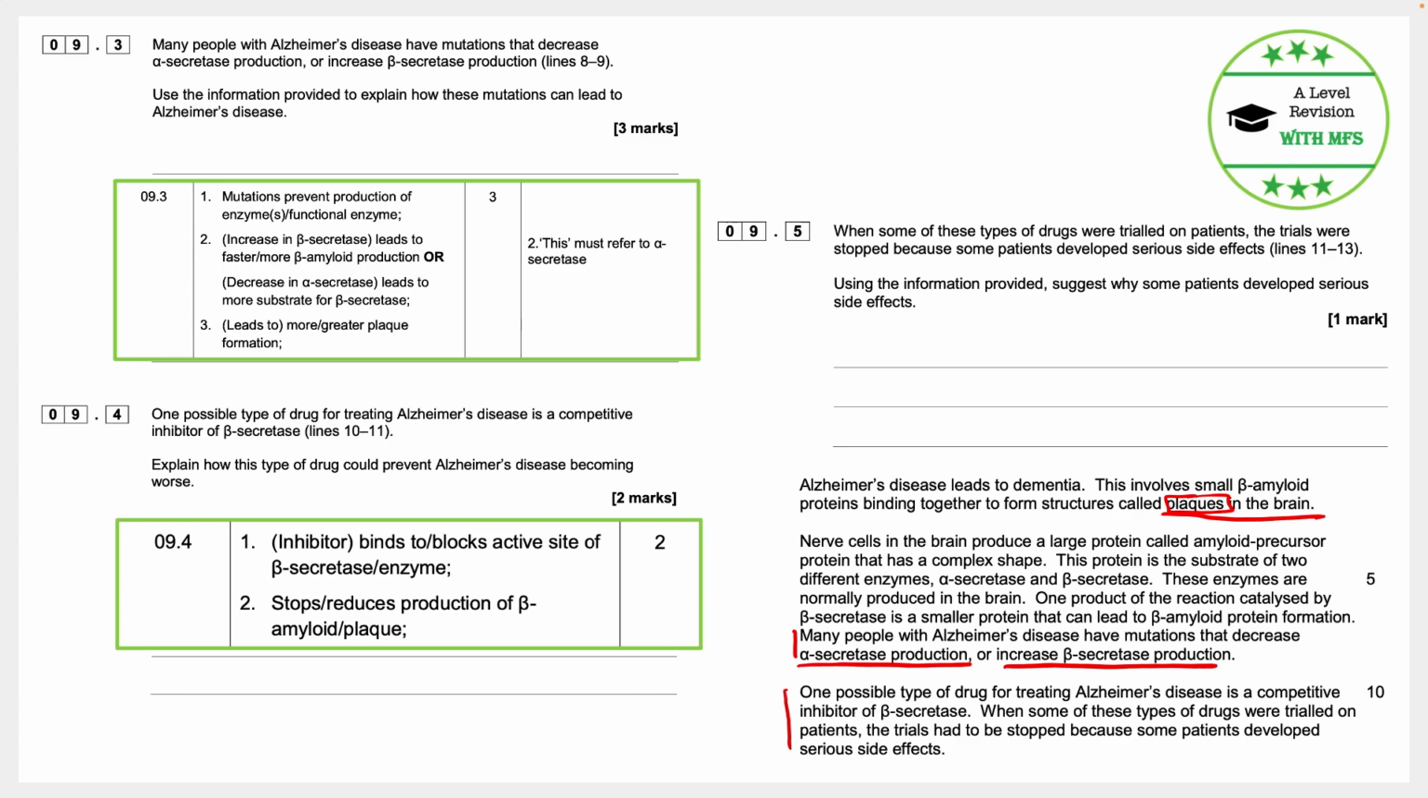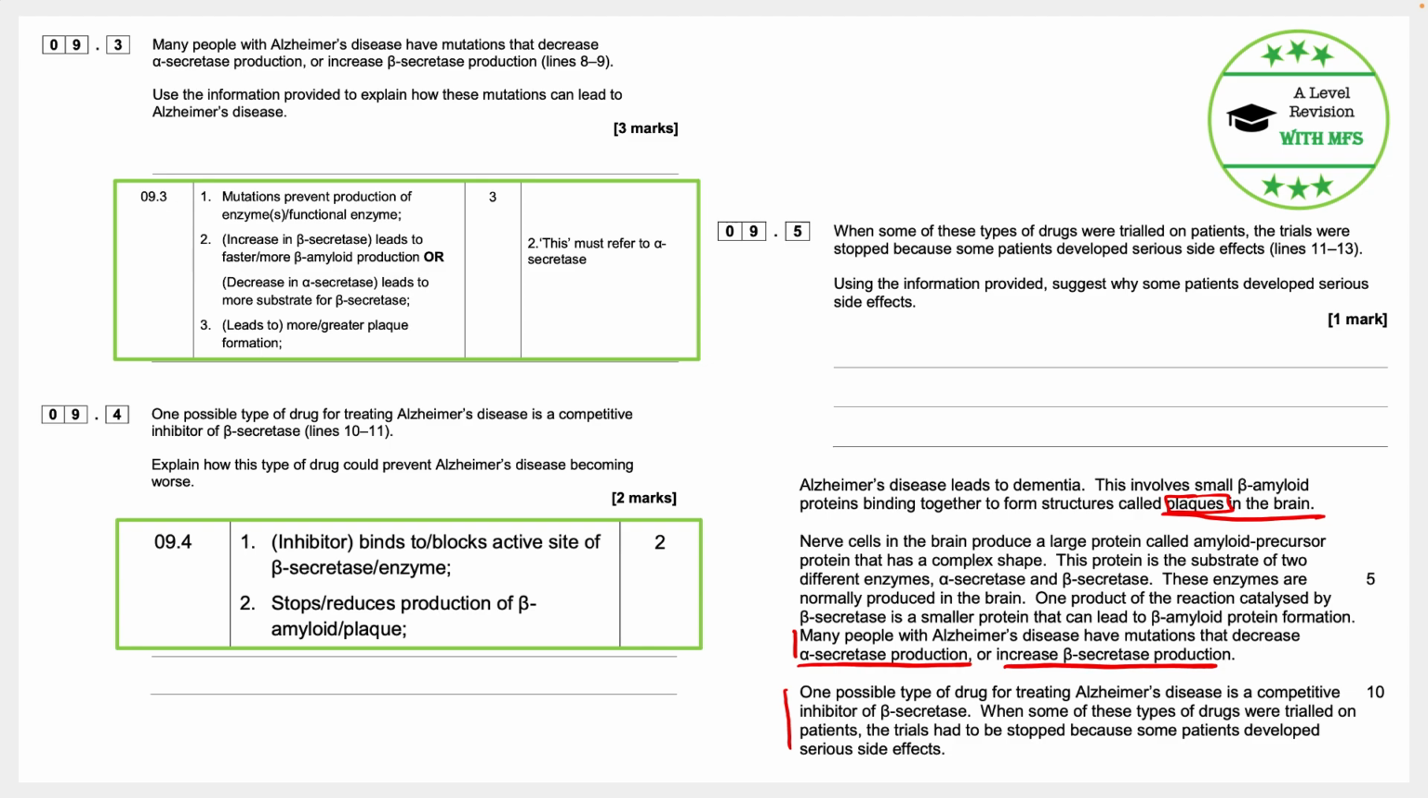We've added a competitive inhibitor, and that's prevented the amount of beta amyloid production. That's prevented the beta secretase from binding to the substrate to produce beta amyloid. So that may be the problem. That's what this question is getting at, because once the competitive inhibitor has been added, it's caused side effects. That means the beta amyloid protein does have some sort of positive effect.